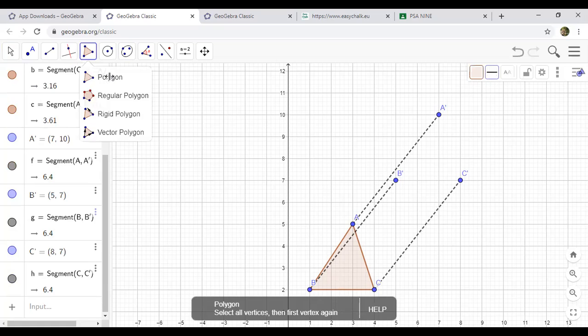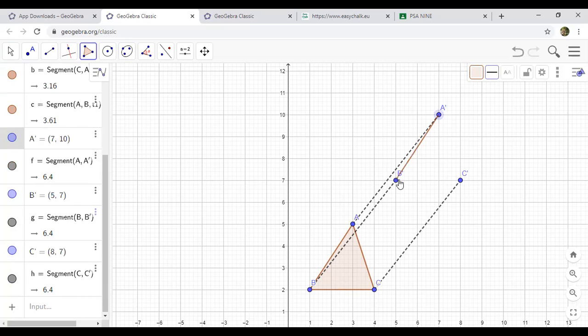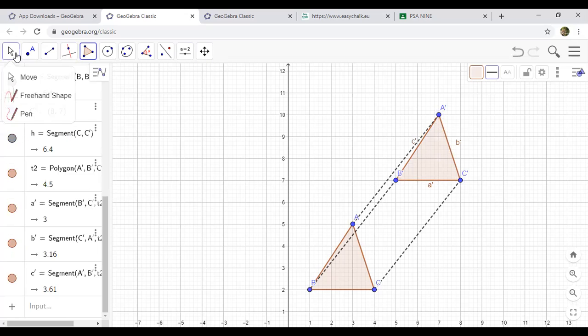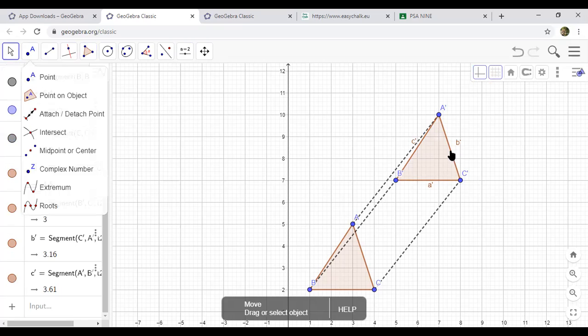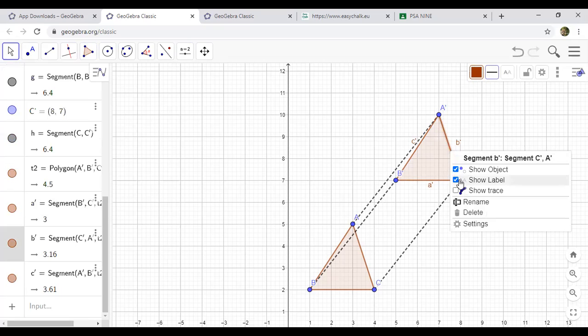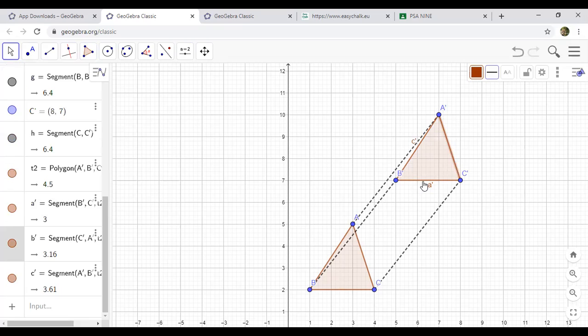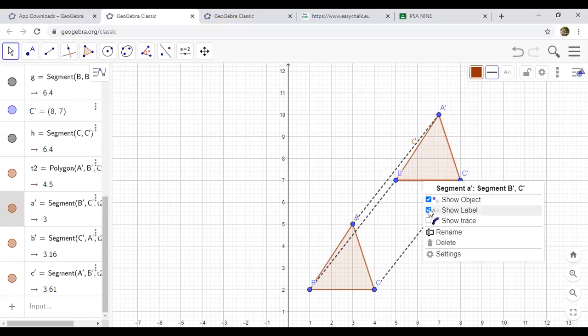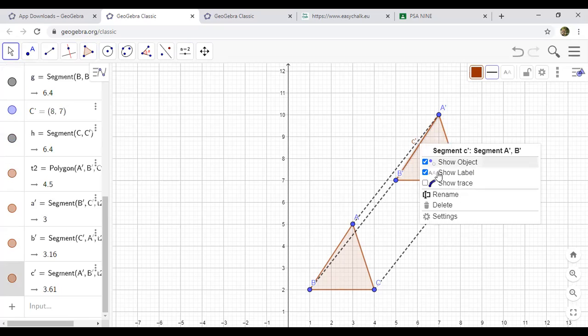Let's construct the image by connecting these points. In the object, the side is from A to B, so we have to join A dash to B dash in the image. Similarly, B dash to C dash to A dash. Connect according to the object. Let me turn off its label here. Let me turn off these. It shows all the sides, and it is not necessary to write each side.